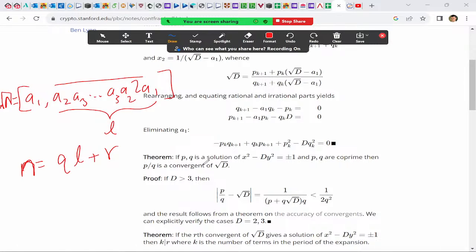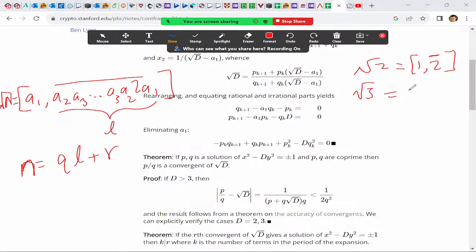So remember, we also did root 2 and root 3, yeah? This is true for root 2 and root 3. So root 2 is like a 1, 2 repeater, and the period length is 1, right? So that means every even convergent is a solution, and every odd one is a solution to minus 1.